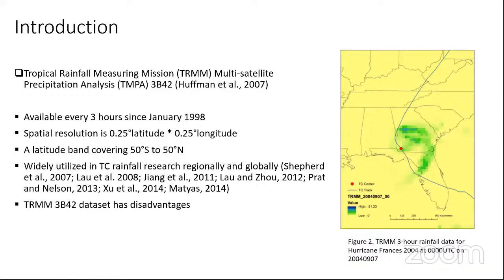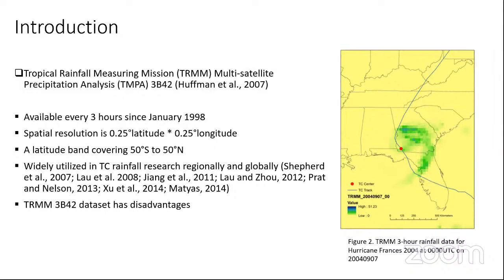I will mainly talk about two satellite estimates. One is the Tropical Rainfall Measuring Mission, TRMM. It is one of the most commonly utilized data sets for the analysis of the rain rates over both the ocean and land. It is a 3-hourly data available in 0.25 degree spatial resolution, covering 50 degrees north to 50 degrees south from 1998 to present.